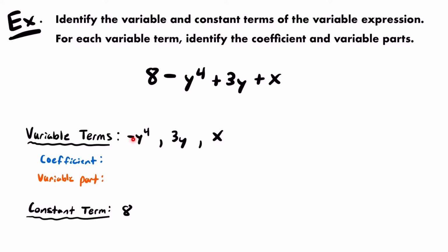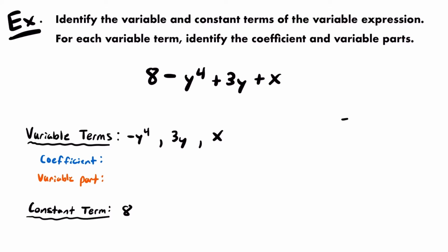Starting with negative y to the power of 4, what would the coefficient of that term be? It seems a little bit difficult at first because we don't explicitly see a number, right? We just see negative y to the power of 4. But something to know about variable terms is that when the coefficient is 1 or negative 1, we don't write the number 1 in front of the variable.